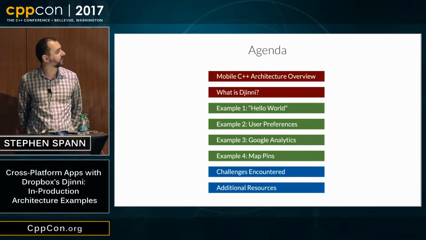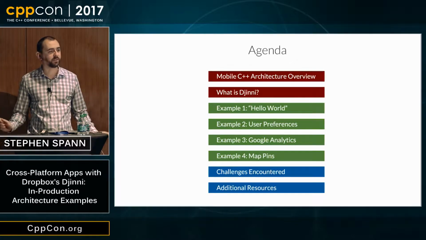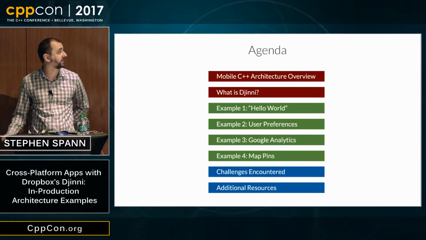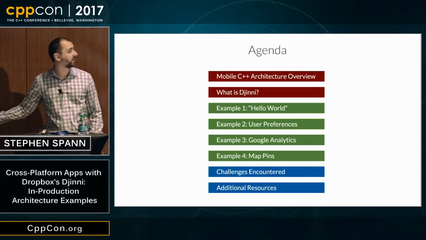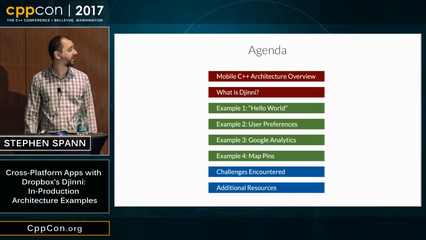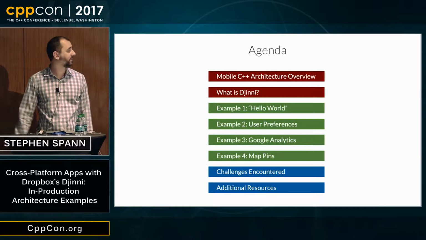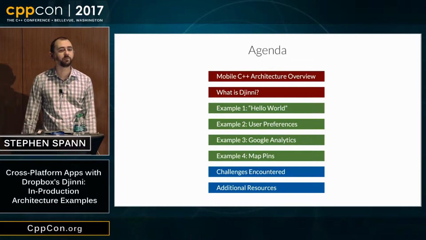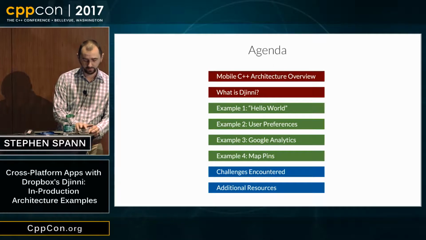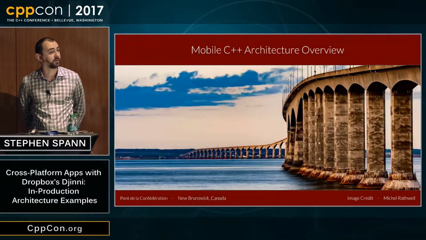The first three examples are all demonstrating the different ways that Java, C++, and Objective-C talk to each other. The last example goes more into data structures and passing data objects around between the languages. To wrap up, I'm just going to go through some random challenges that I encountered and how I resolved them, and point you to some additional places on the internet you can go for more information. All right, so let's get started.